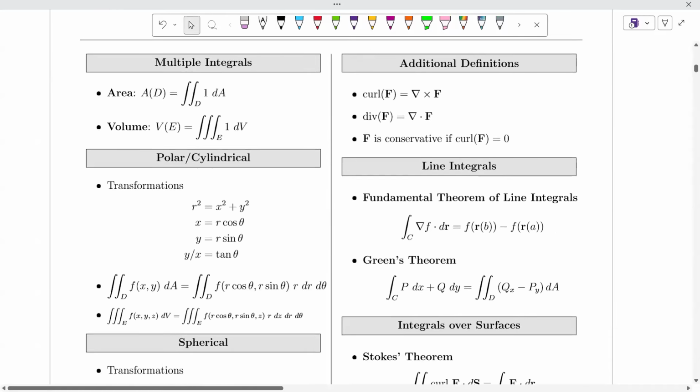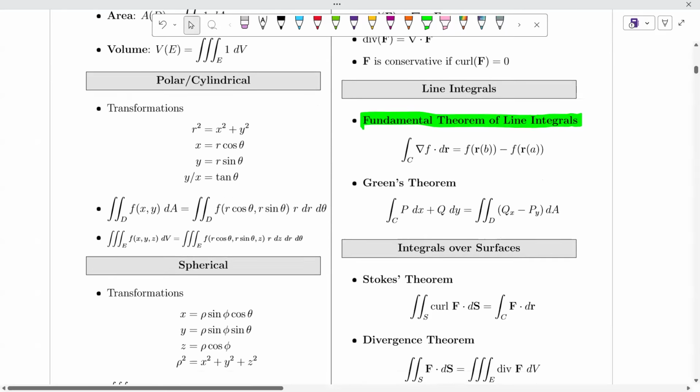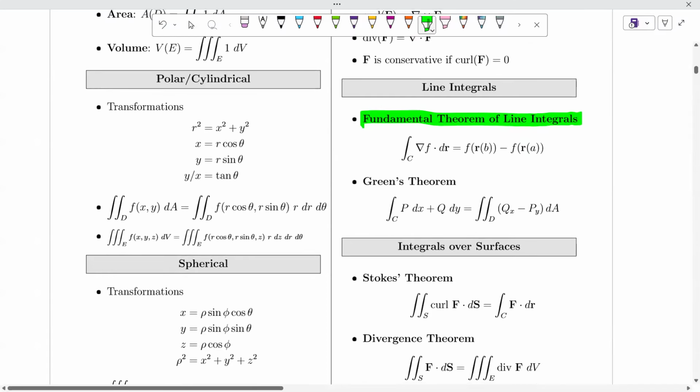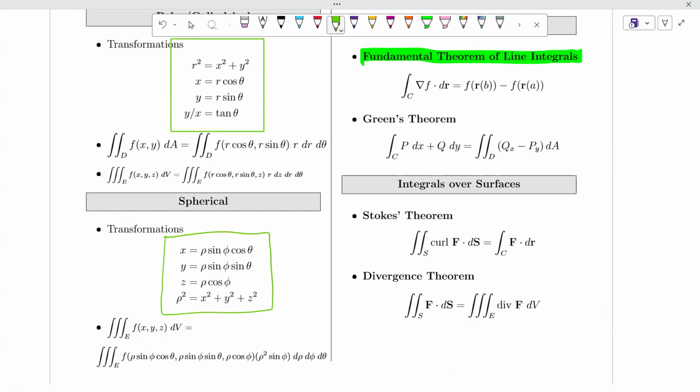And off the second page of the formula sheet, a lot of this is stuff we don't need, but we do have the fundamental theorem for line integrals. We just did that one. We won't need Green's theorem, though. That's way later. And I think these transformations are also going to be helpful. Those were our cylindrical coordinates, and these are our spherical coordinates. Worth pointing out that those are given to you, so you don't have to have them memorized for the exam.